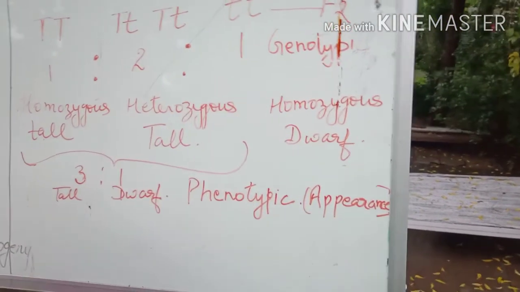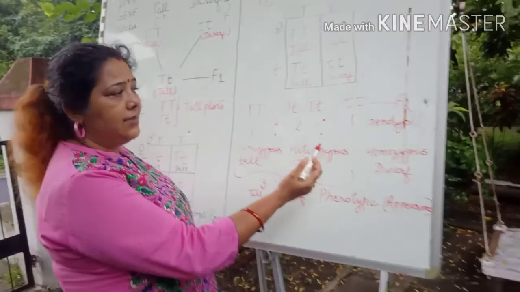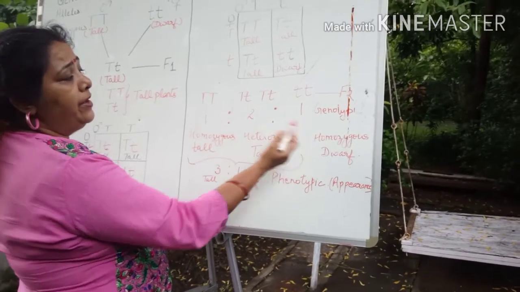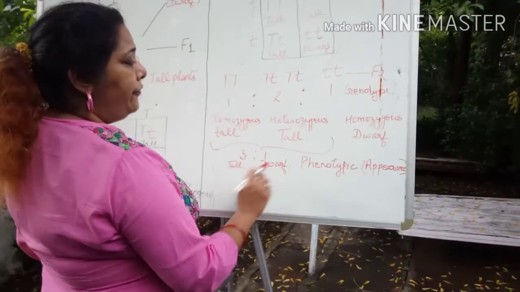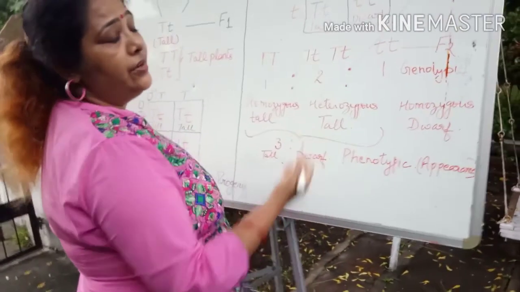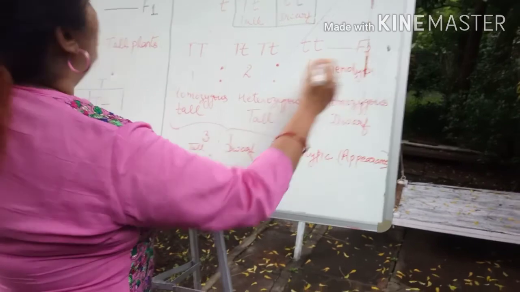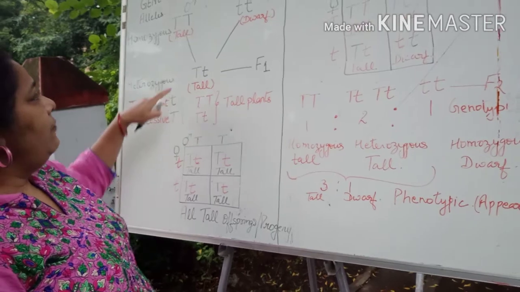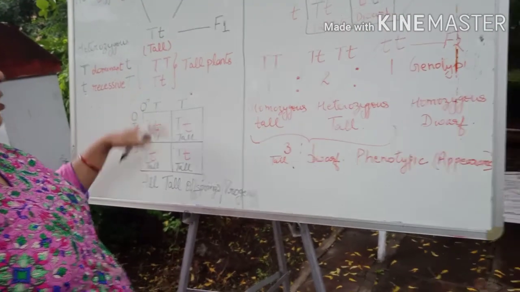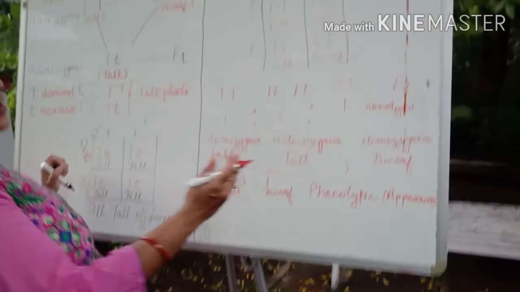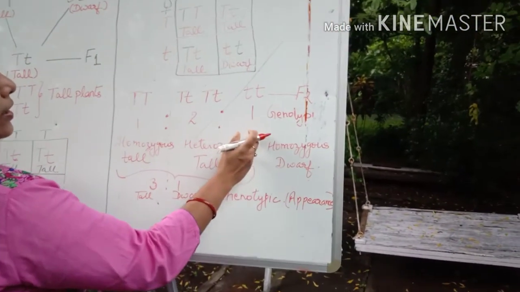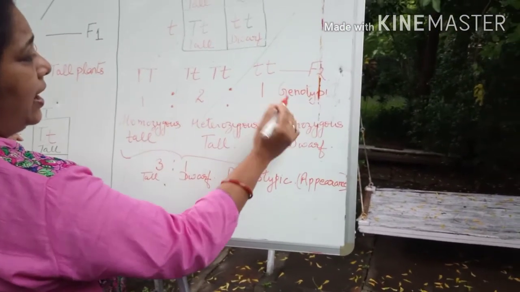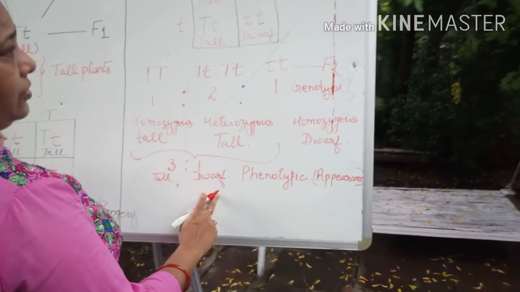It is asked to you children in the exams to write the genotypic ratio, or write the phenotypic ratio of the F2 generation when the homozygous tall and dwarf parents were crossbred. And then what was the ratio in the F1? It is all tall only. But what is the F2 generation ratio? If it is genotypic, you will write 1:2:1, and if it is phenotypic, you will write 3:1.